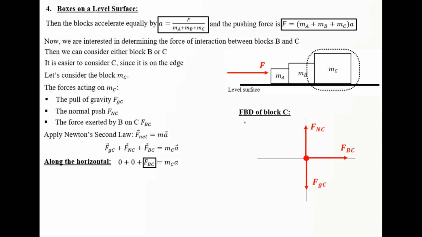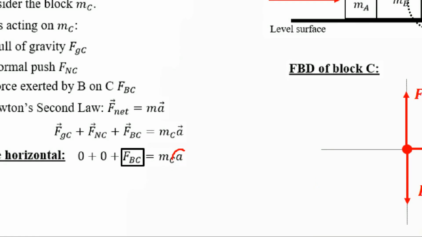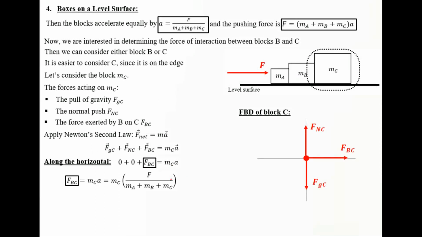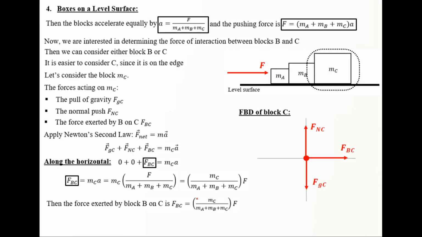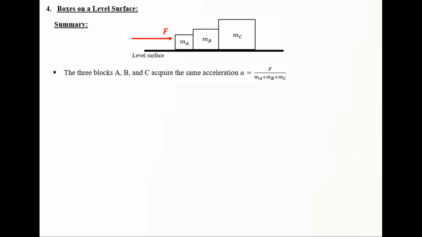We're interested in searching for FBC, and we know that the expression of the acceleration is given by the total force divided by the total mass. So in this case, the force of interaction can be written as the force F multiplied by a ratio of masses given by mc divided by the total mass. As a summary, we can say that the three blocks A, B and C acquire the same acceleration, given by capital F divided by the total mass. The pushing force can be expressed as the total mass multiplied by the acceleration.